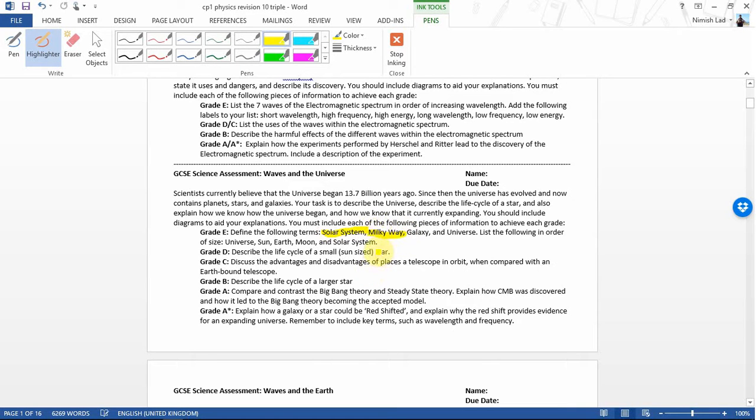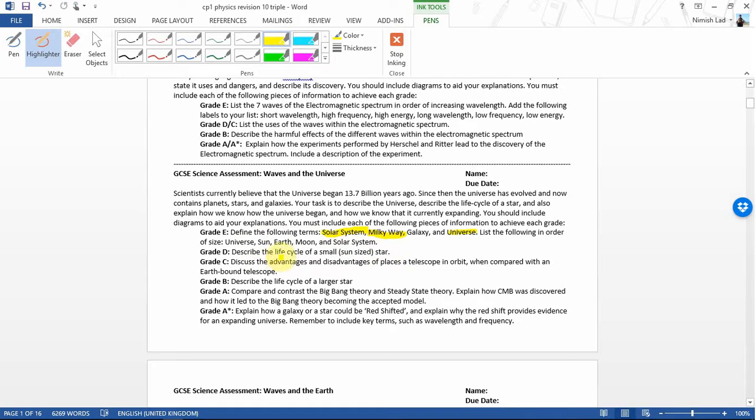So that contains our solar system, other stars, potentially other solar systems as well, but just not ones that go around our sun, ones that go around other stars. A galaxy is a collection of billions of stars, and the universe is a collection of millions of galaxies. It's the following order of size: the universe, the sun, the earth, the moon, and the solar system. So the smallest of those is the moon, and then the earth, and then the sun, and then the solar system, and the largest would be the universe. So that's pretty straightforward.